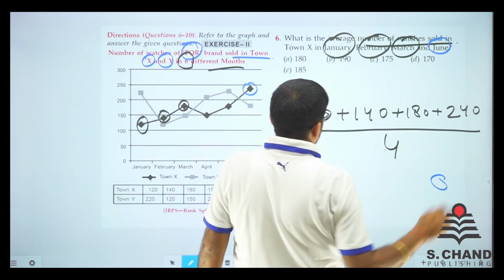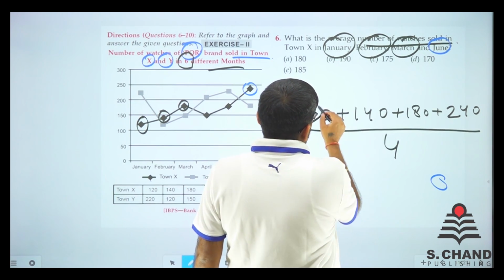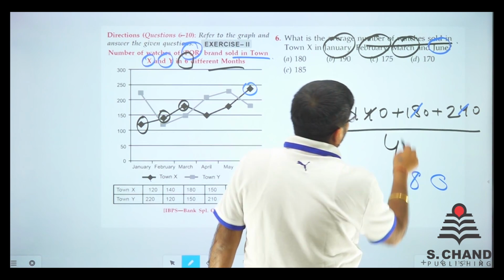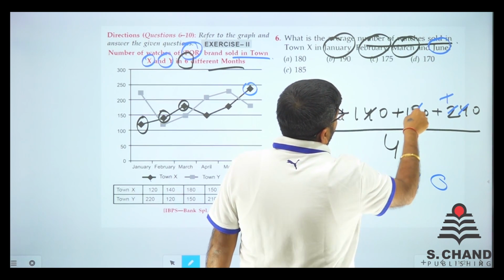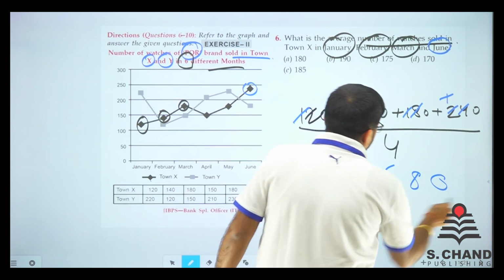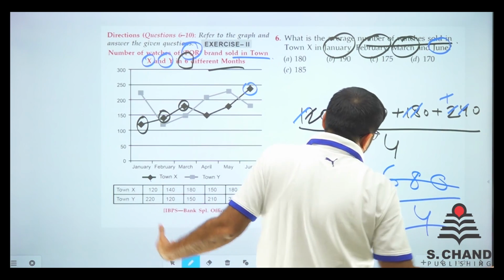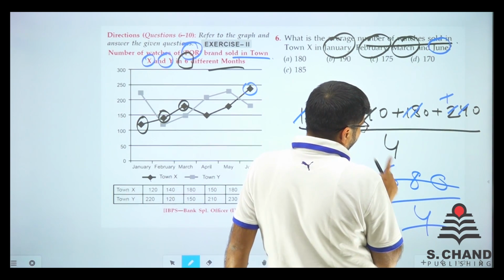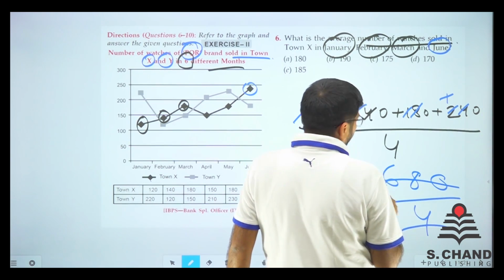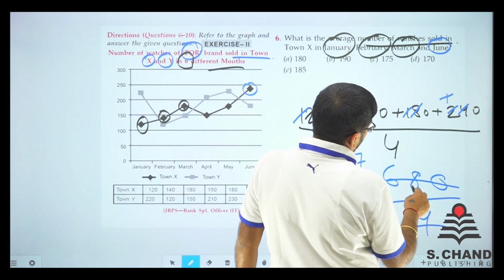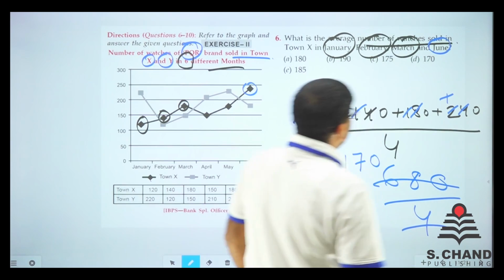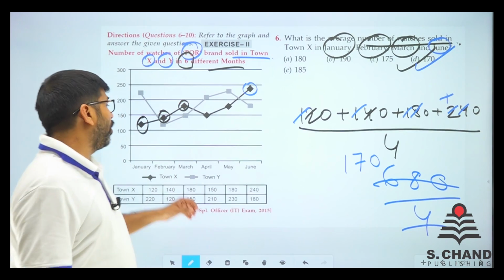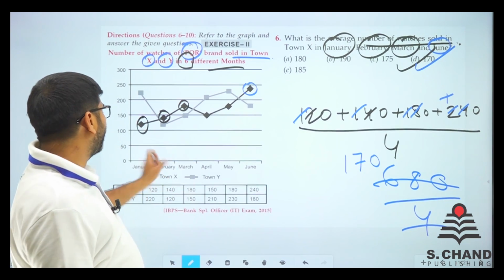So 0, doesn't matter. 4 and 2 is 6, then 6 and 4 is 10, and 8. So we have got 680 divided by 4. Calculating, 4 into 17 is 68, and we have 0. So 170 is the average of watches sold of the brand in town X in January, February, March and June.